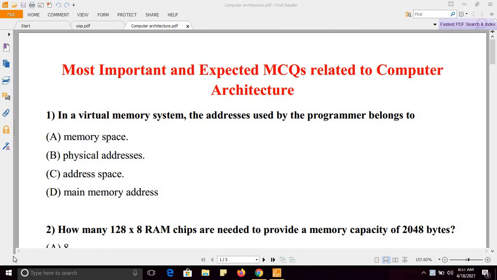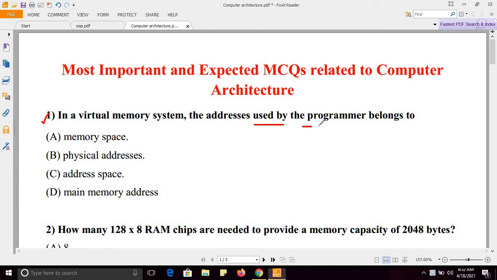Hello everyone, in this video I will discuss most important and expected MCQs related to computer architecture. These questions are very important if you are preparing for any exam related to computer science. So let us start.